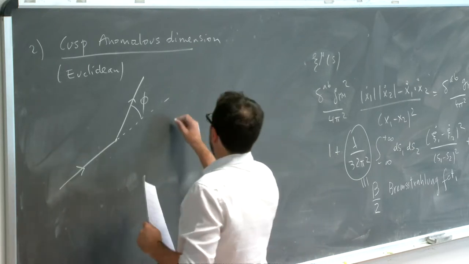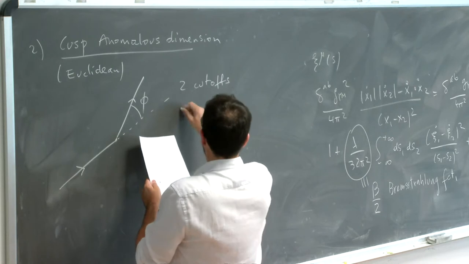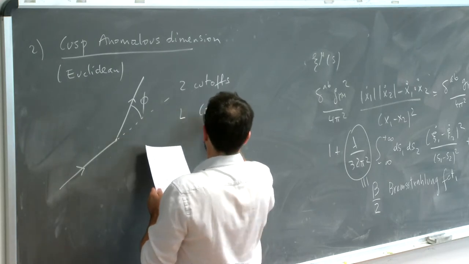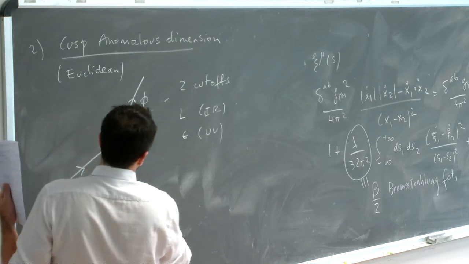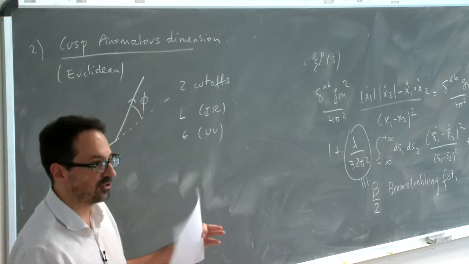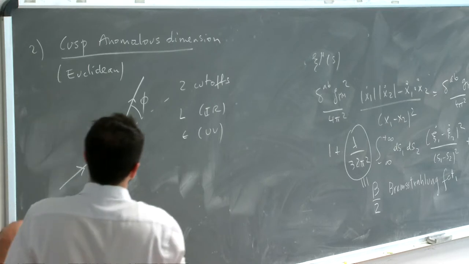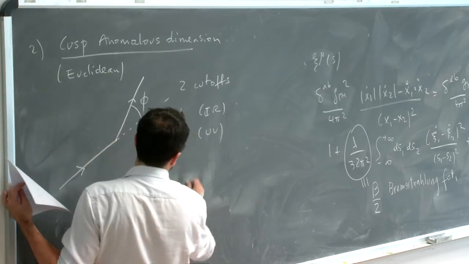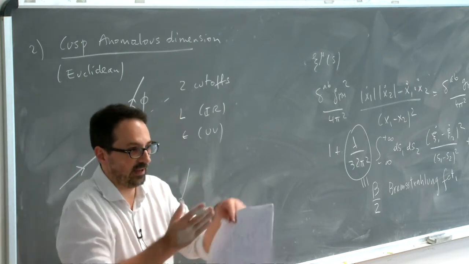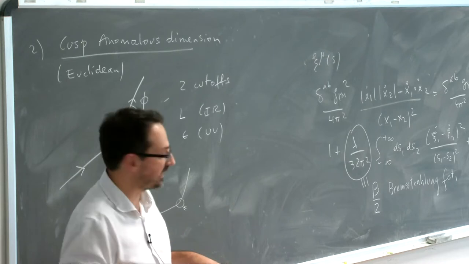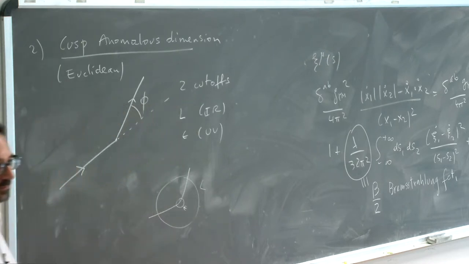And so let's regularize it by introducing two cutoffs. One is L, which is an infrared cutoff, and epsilon, which is a UV cutoff. You can think of L as the cutoff at which the cusped line starts deviating from being a straight line, and epsilon as smoothing out the sharp angle at a distance epsilon. So this is some epsilon here and some L here.